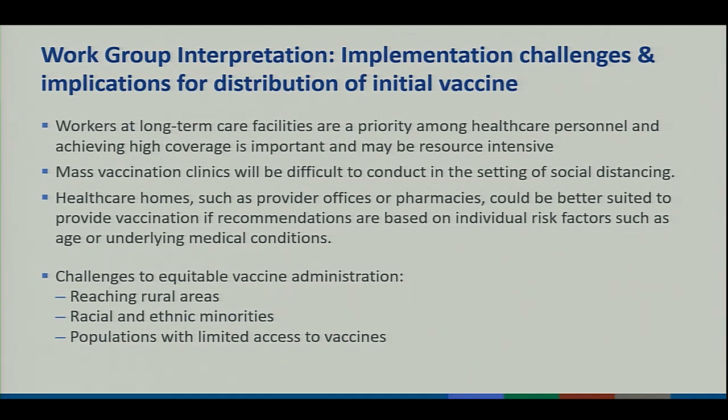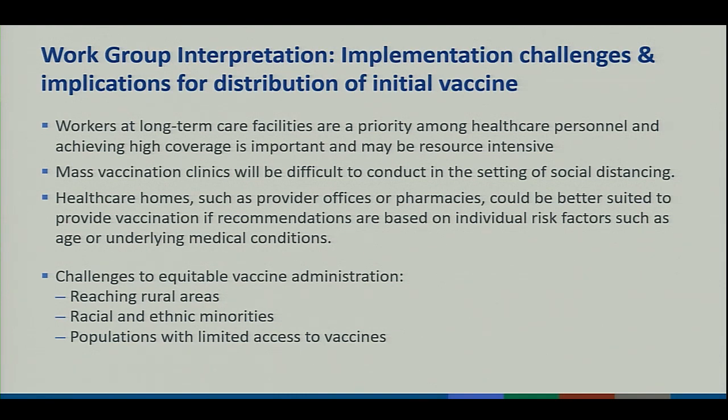Workers at long-term care facilities remain a priority among healthcare personnel, and achieving high coverage is important and may be resource intensive. Mass vaccination clinics will be difficult to conduct in the setting of social distancing. Healthcare homes, such as provider offices or pharmacies, could be better suited to provide vaccination if recommendations are based on individual risk factors such as age or underlying medical conditions.